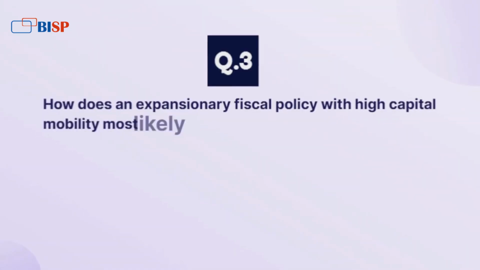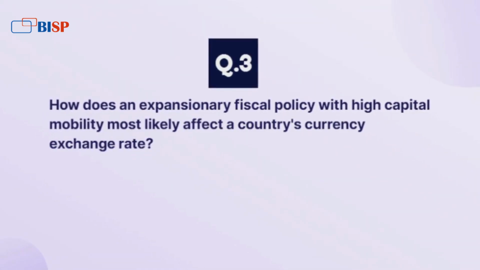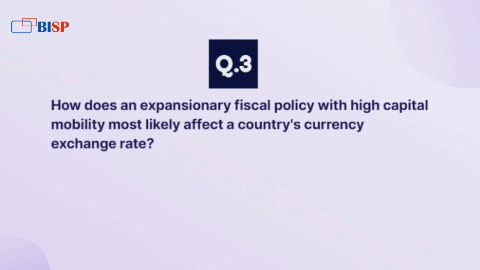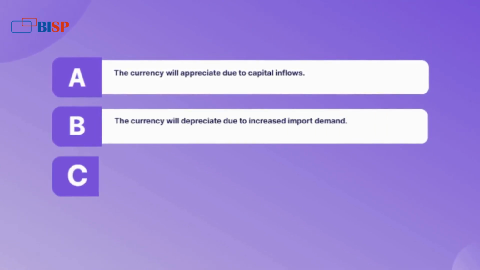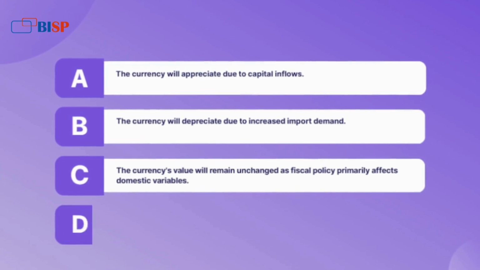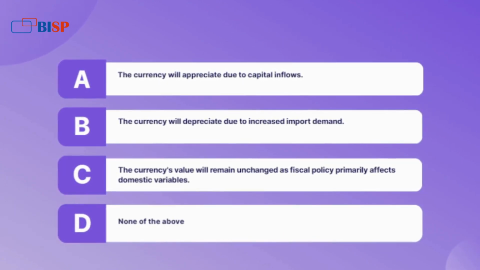How does an expansionary fiscal policy with high capital mobility most likely affect a country's currency exchange rate? A. The currency will appreciate due to capital inflows. B. The currency will depreciate due to increased import demand. C. The currency's value will remain unchanged as fiscal policy primarily affects domestic variables. D. None of the above.